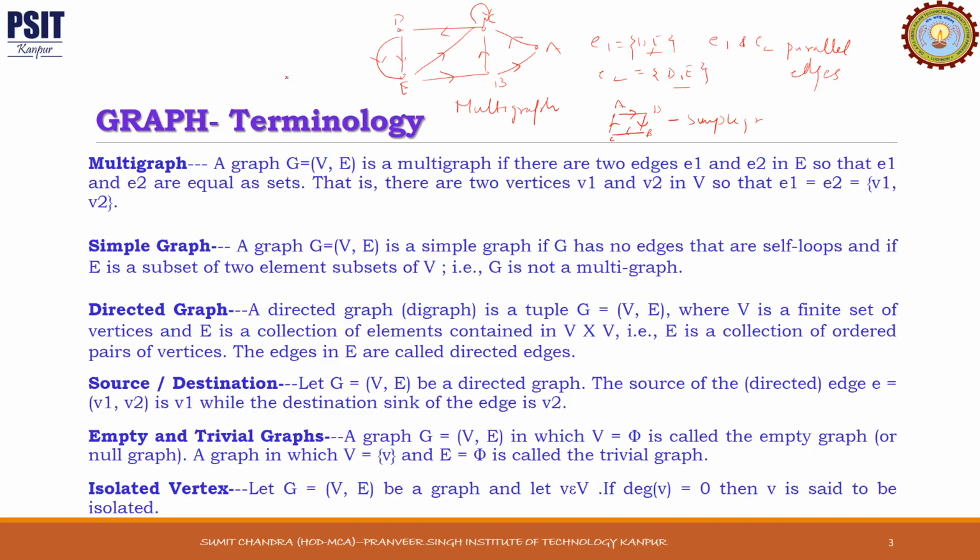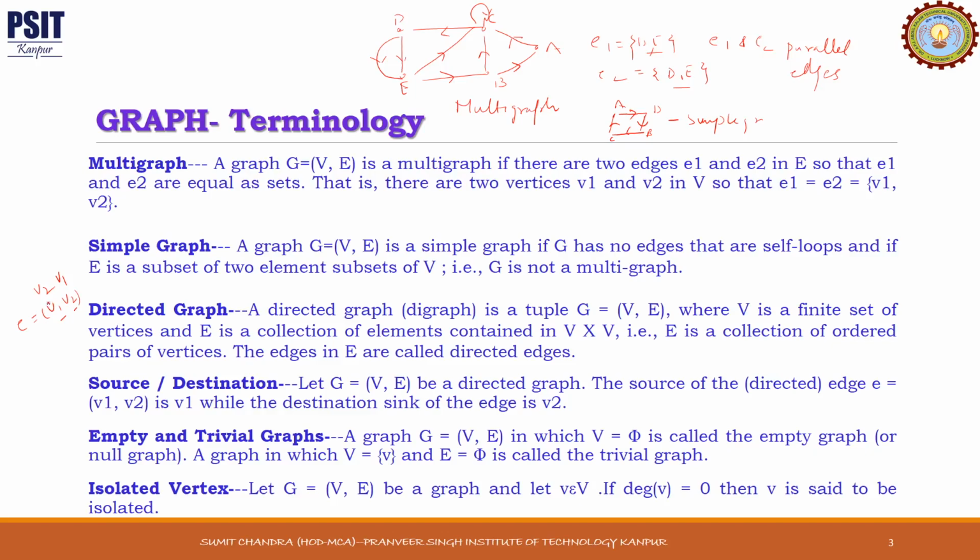Fine. Directed graph we have already discussed. So an edge here is an ordered pair and a direction is assigned to every edge. The source and destination we have already discussed also. Suppose E is equal to (V1, V2), then V1 is called the source and V2 is called the destination. In an undirected graph, any of the vertices can be treated as source and any of the vertices can be treated as destination, because if the graph is undirected, then (V1, V2) is equal to (V2, V1).